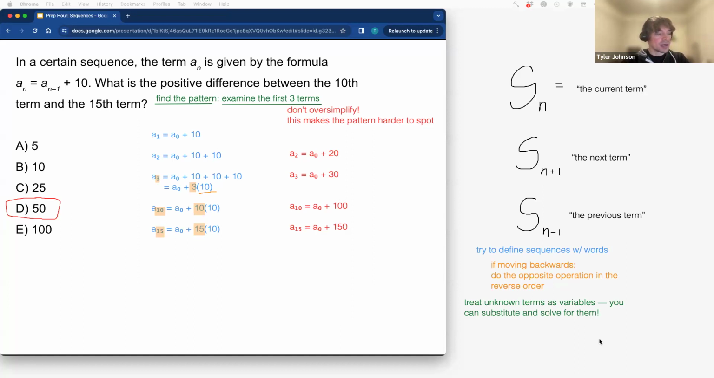Okay, here's a similar question. See if you can find the pattern here and answer the question.